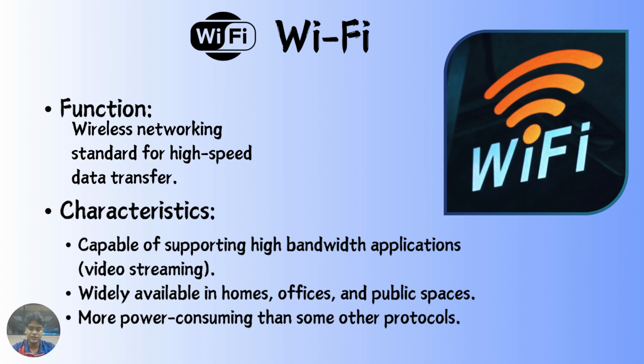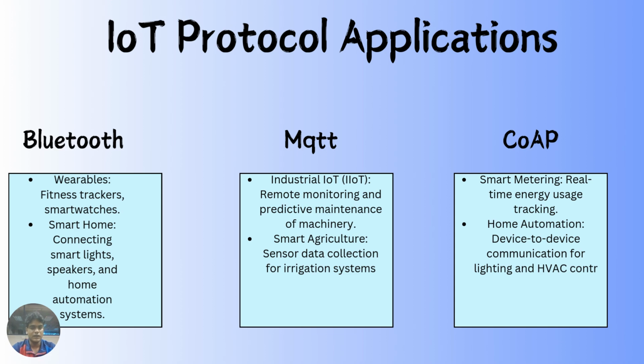However, it has limitations in power consumption, making it less suitable for battery-powered devices. Security is also a priority. Using strong encryption like WPA3 can prevent attacks such as eavesdropping or unauthorized access. These are the IoT protocols and their applications.